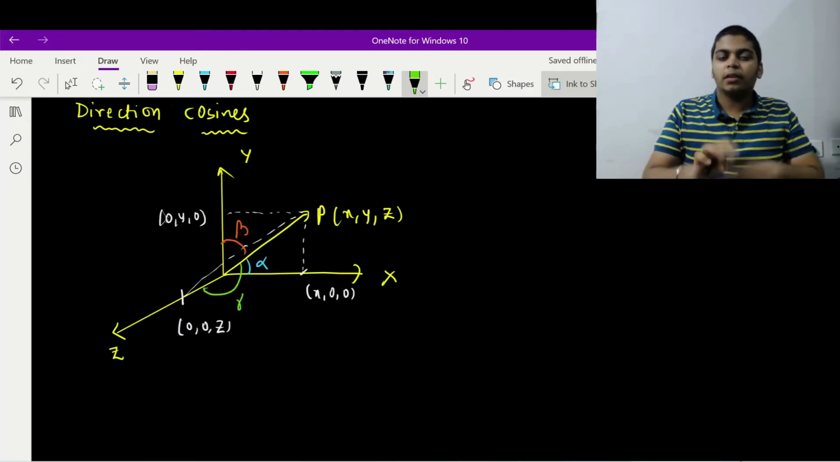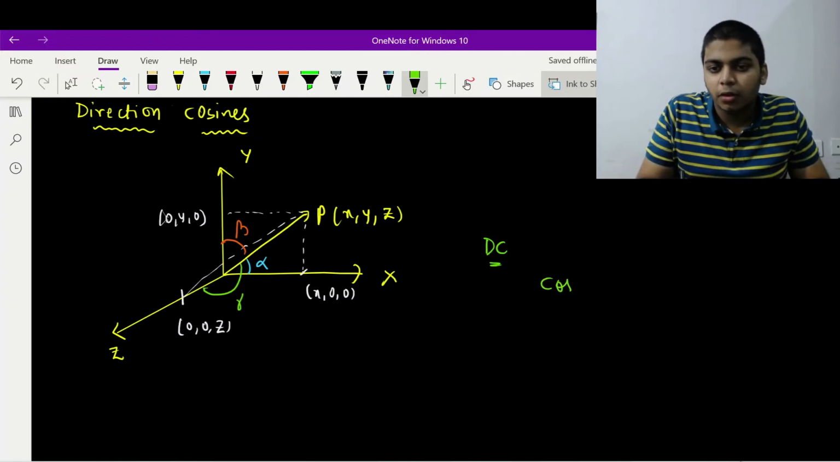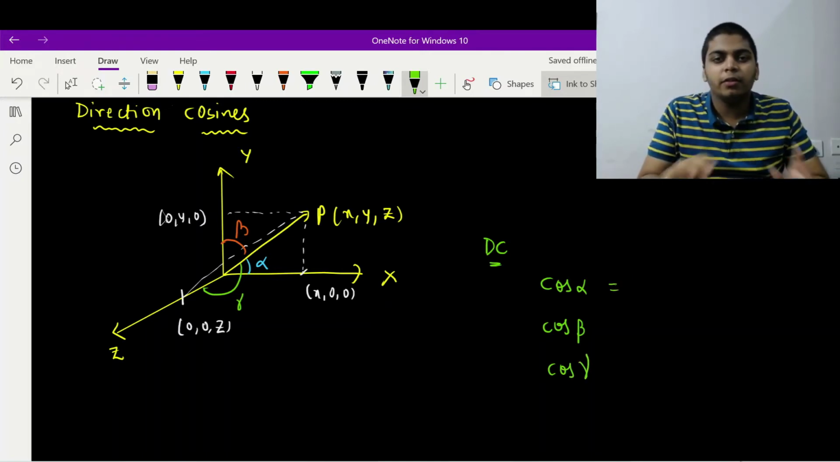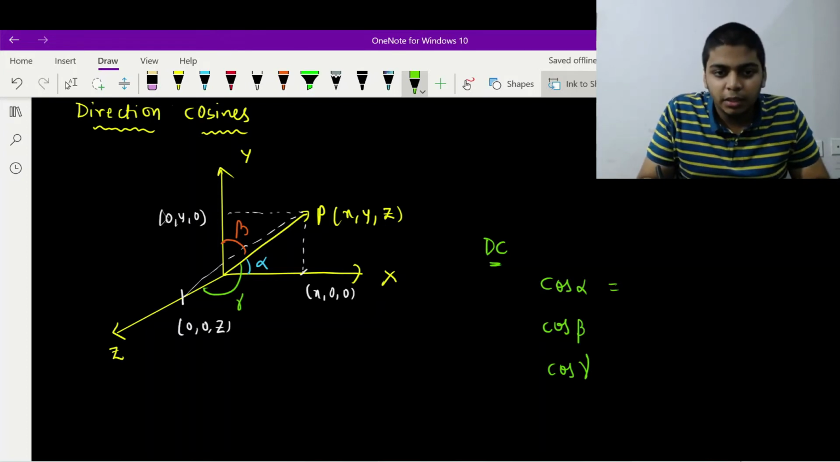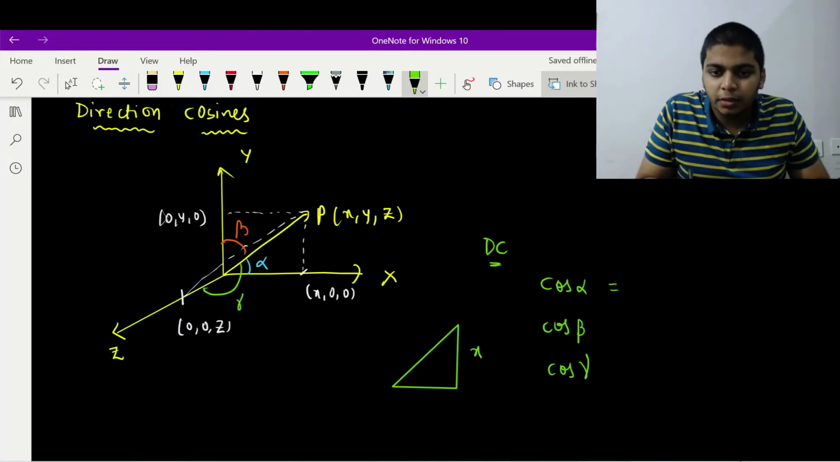What does directional cosine mean? It is simply also known as DC. Directional cosines are cos alpha, cos beta, and cos gamma. So what is your cos alpha? From some simple trigonometry, you can see that your cos alpha is nothing but, now I'll also show you. If I consider the simple xy plane, this is your y and this is your x, and this is your length L.